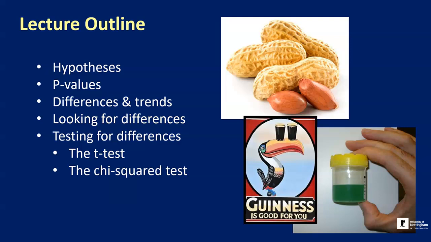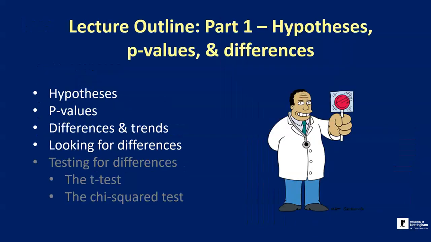But we're going to look at how to test for differences using a couple of different tests, the t-test and the chi-square test, both of which might be familiar to you if you did any stats at A-level, but don't worry if they're not. We're going to take you through how those 2 tests work.